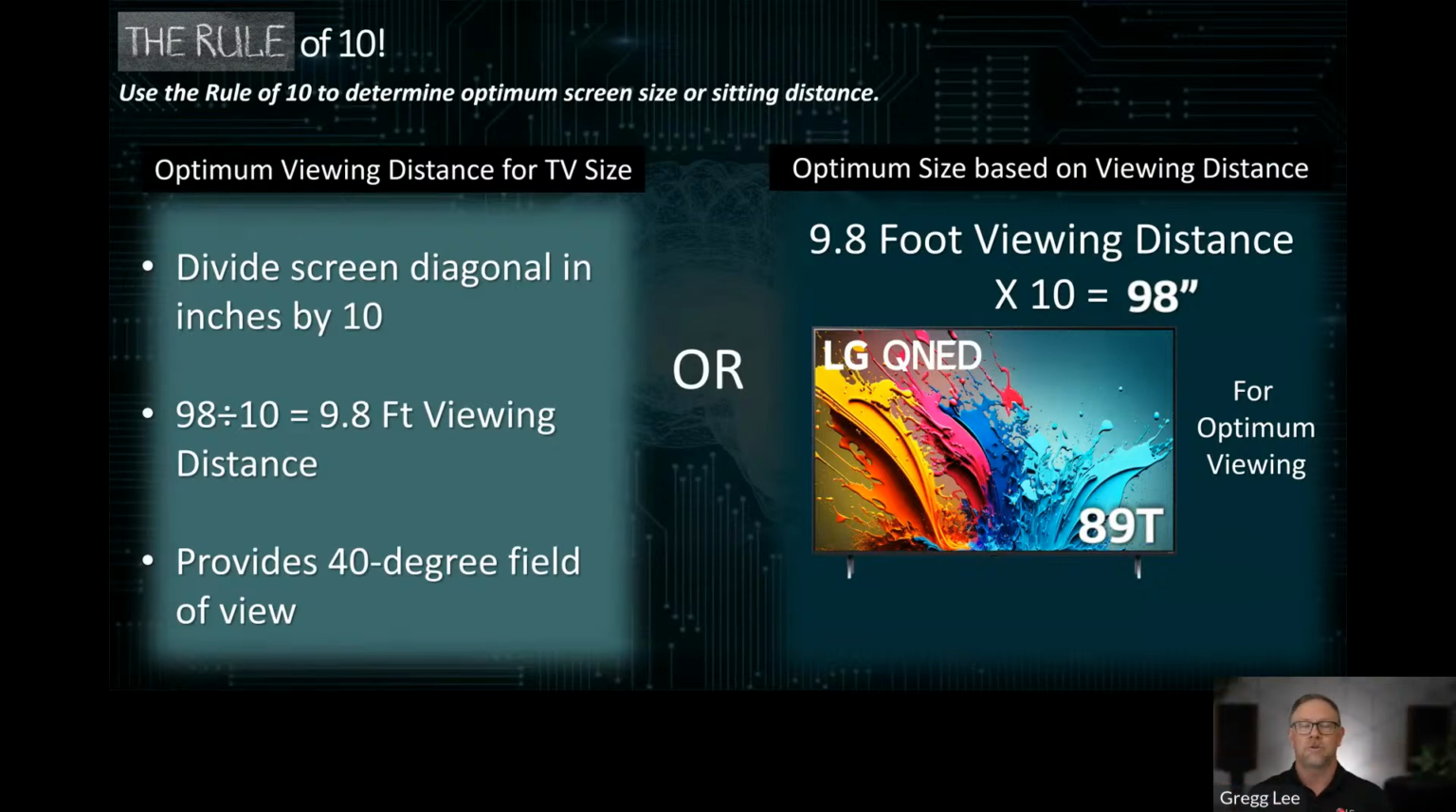Or the customer is sitting 6.5, 7.5, 8.5, 10 feet away from where the TV is going to go. Take their viewing distance in feet, multiply that by 10, and that will give you an optimum 40-degree field of view in diagonal inches. So at about 10 foot away, you need about 100 inches to really immerse yourself into the image. And hey, who can blame them?